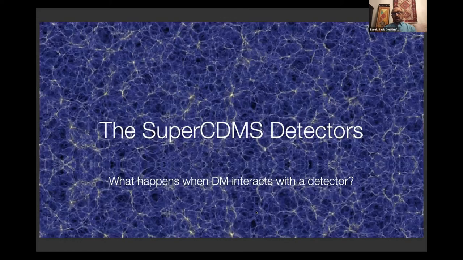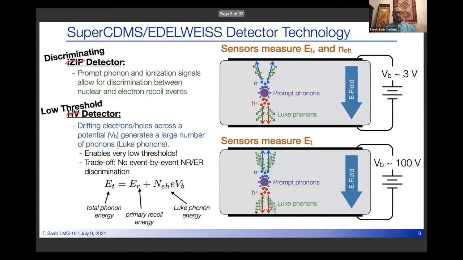So how do we attempt this within the context of the SuperCDMS experiment? In this diagram, I show you what one of our detectors looks like. We basically use crystals of silicon and germanium. I'll be talking about two kinds of detectors in this talk, which I labeled discriminating detectors and low threshold detectors. But they're really the same type.